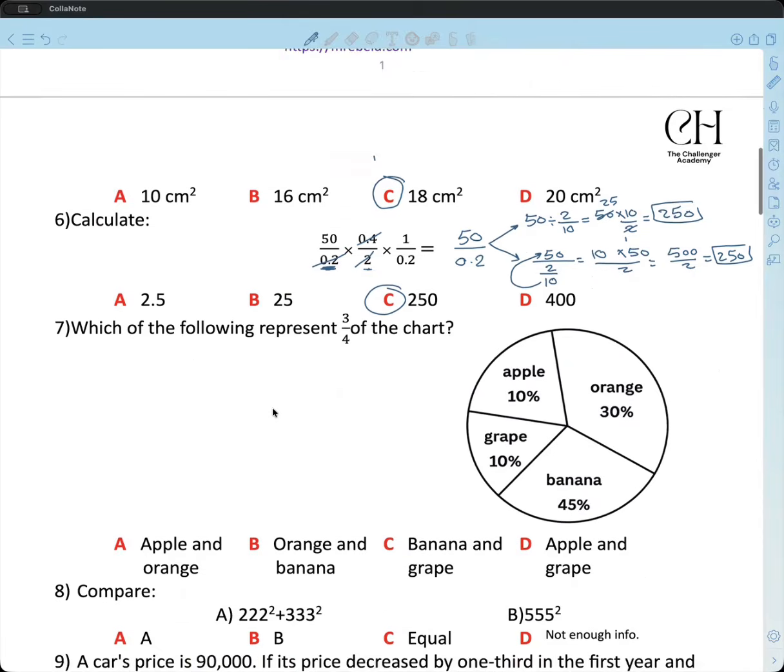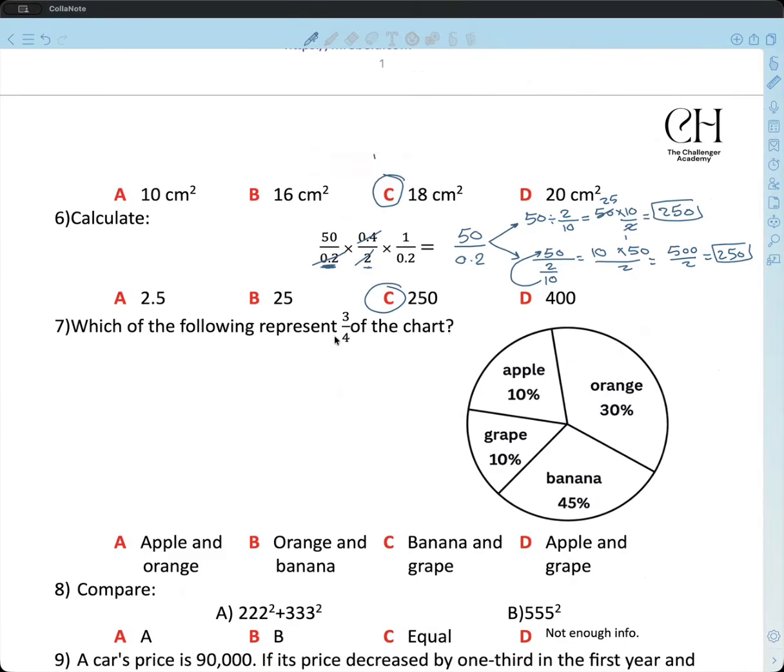Let's move to question 7. Which of the following represent 3/4 of the chart? You have to know that 3/4 of a chart is 75%. So for 3/4, you will search for two numbers whose sum is 75.